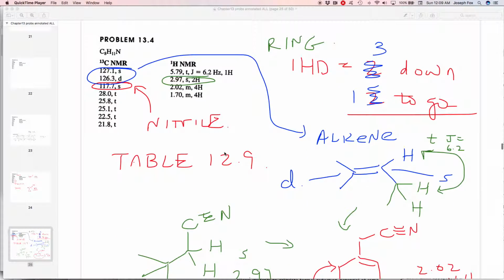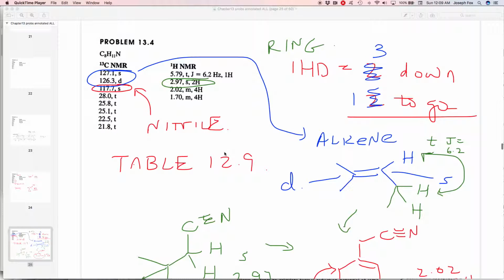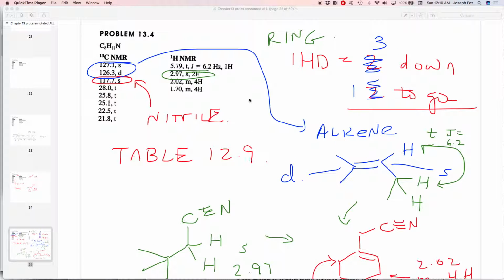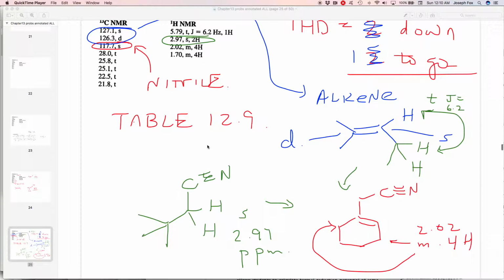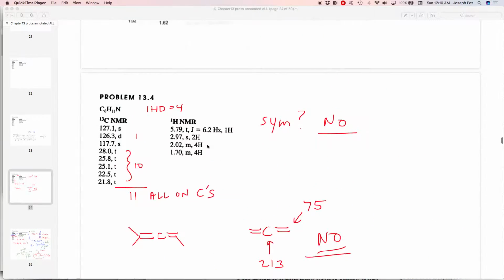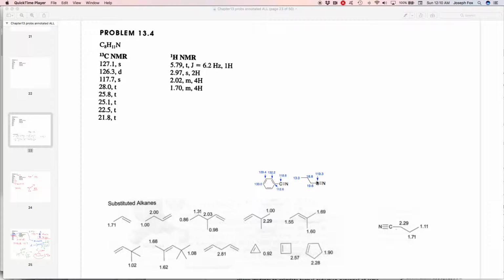So we have a nitrile here, and then we have an alkene. The nitrile takes care of 2 IHD units. Remember that, and the alkene will take care of another one. With the nitrile, going back up, we remember that a nitrile has a chemical shift of about 119. We see a peak at about 118, which is a singlet, consistent with that.